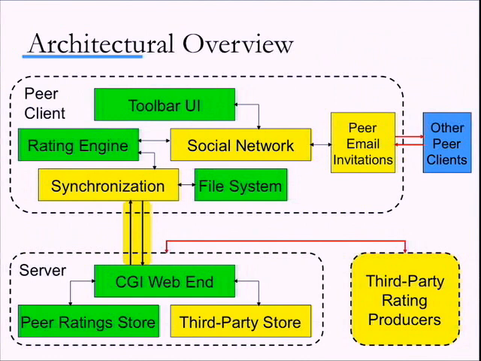And here's the architectural overview. We have the toolbar and the rating engine that embeds in the social network. If it's green, that means it's really reliable and we're very happy with it. If it's yellow, it means it exists and we're not really happy with it.